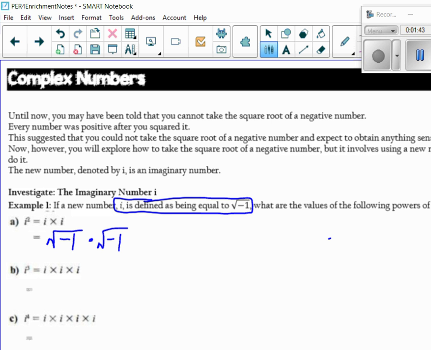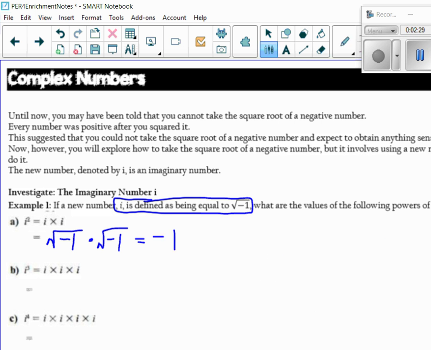Now, maybe you don't actually know this, but if you square a square root, it just undoes it. For instance, if you have the square root of 4 times the square root of 4, what do you actually get as your answer? You get 4, because a square undoes a square root. So if I have the square root of negative 1 times the square root of negative 1, what do you think I get here as my answer? I get negative 1.